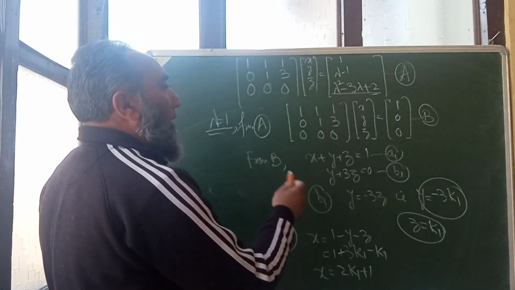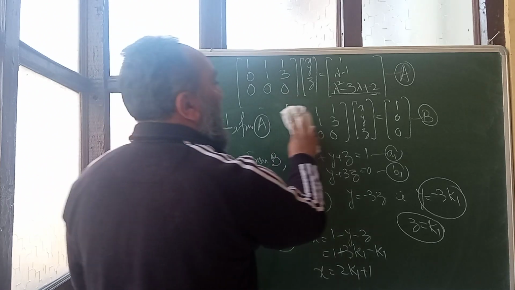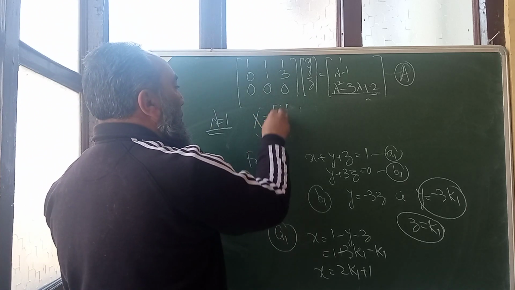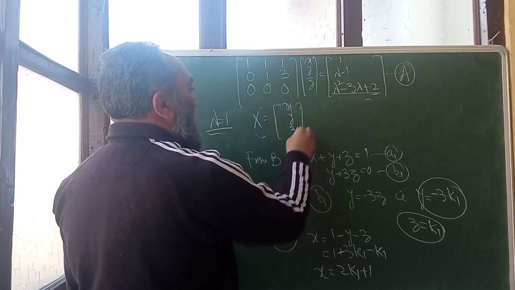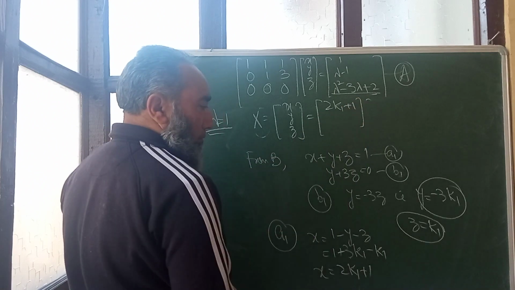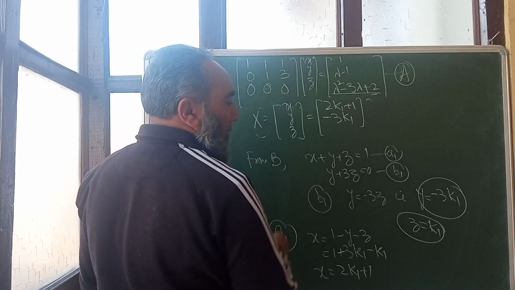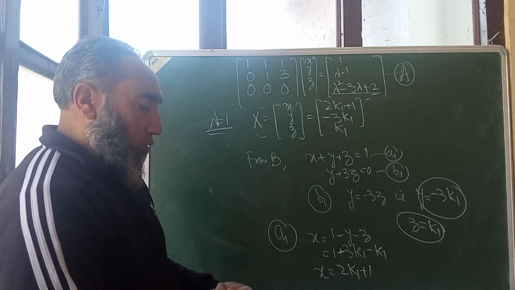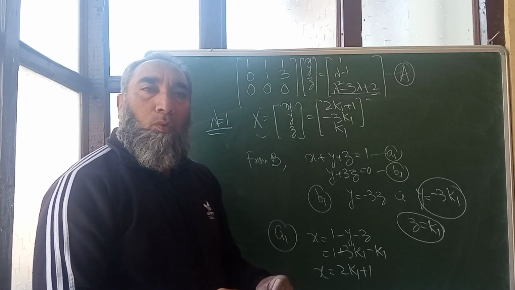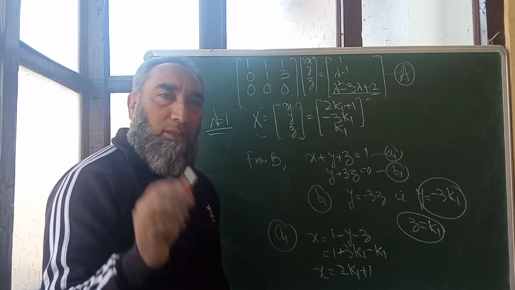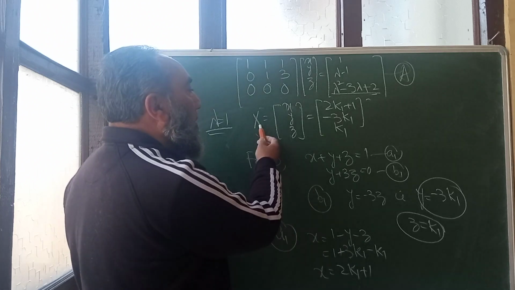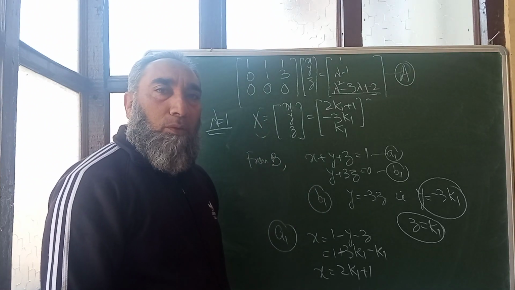Therefore, for lambda equal to 1, my x, y, z is equal to 2k1 plus 1, minus 3k1 and k1. So I had observed earlier that rank of A is 2, rank of AB is 2, which is less than 3, the number of unknowns, system is consistent and will possess infinite solutions. These are the infinite solutions. For different values of k1, I will have different values of x. So you have an infinite number of solutions.